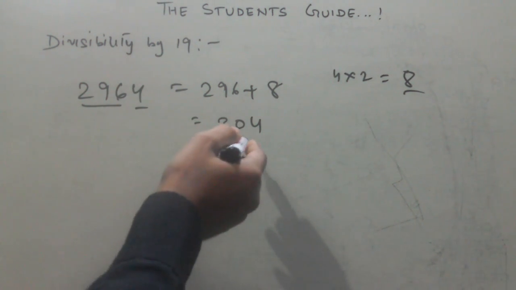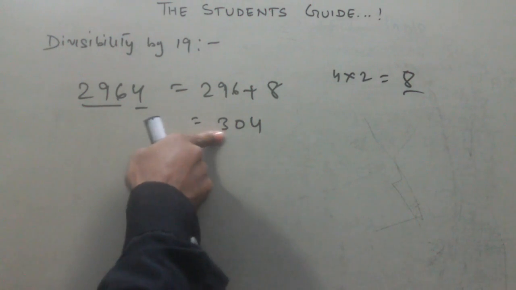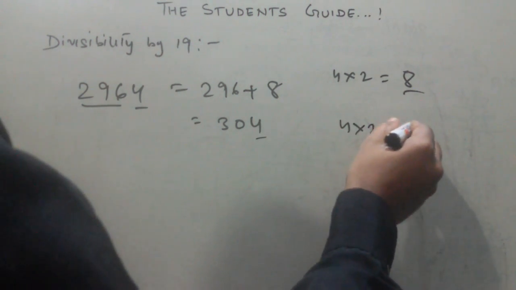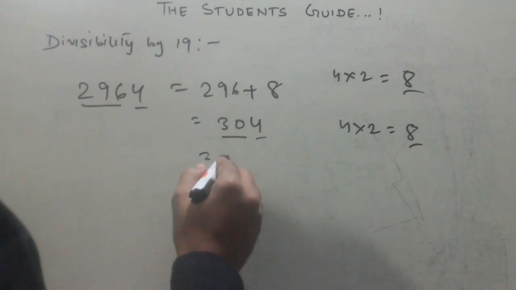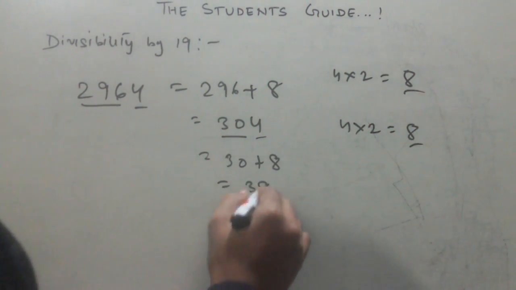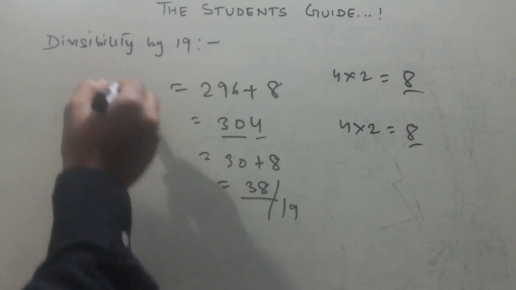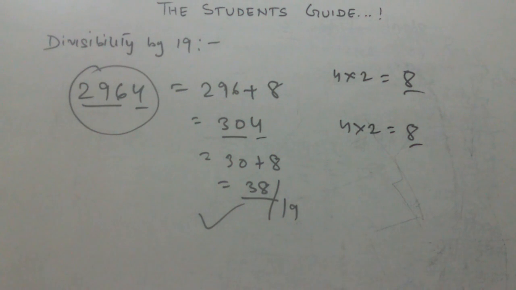If you are not sure whether 304 is divisible by 19 or not, just do the same process. Take the last digit, multiply it by 2. Whatever you get, just add it to the rest of the number. 30 plus 8 is equal to 38. Now you got 38. We know that 38 is divisible by 19. Hence this number is divisible by 19. Okay, so in this way we can find out if a number is divisible by 19 or not.